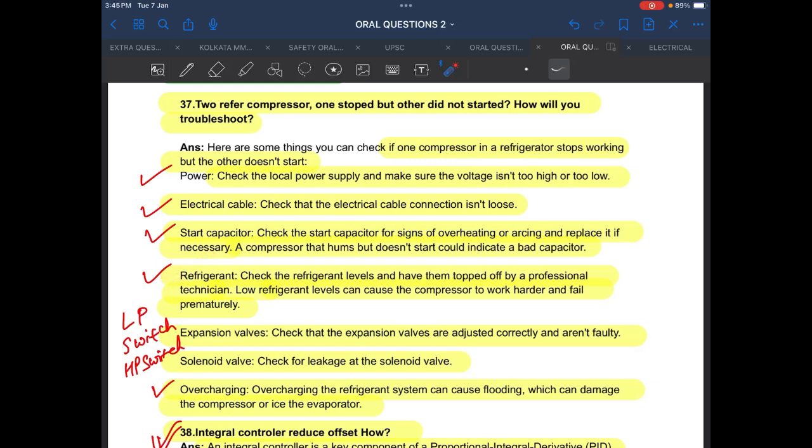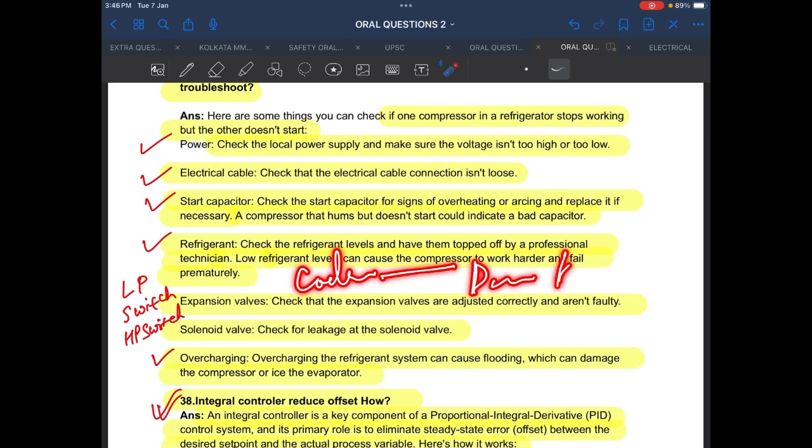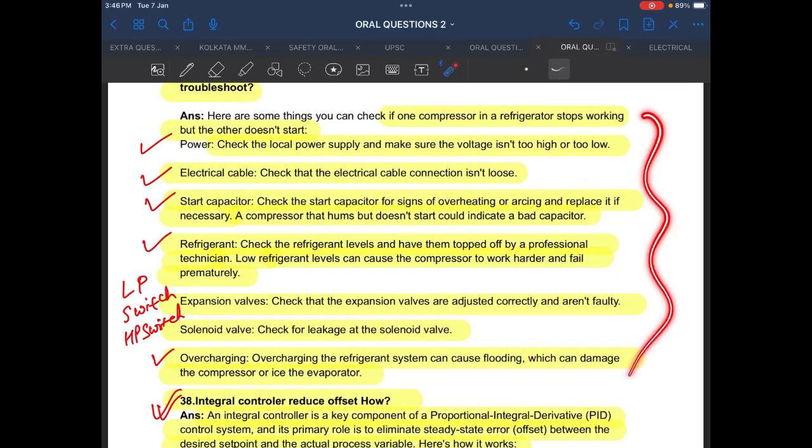Then check whether the refrigerant level is okay, because with less refrigerant the low pressure suction cutout operates and your compressor will not start. Then check the expansion valve, whether it is adjusted correctly. Basically this is the important one: the high pressure switch, low pressure switch. Due to high cooling water temperature, the discharge pressure will increase and the high pressure cutout will operate, and due to this also the compressor sometimes does not start. So you have to check this too. Also check whether the solenoid valve is activated or not. Overcharging also sometimes causes it. So these are the basic checks you have to do.